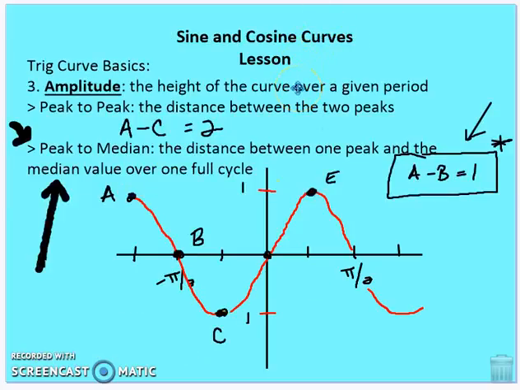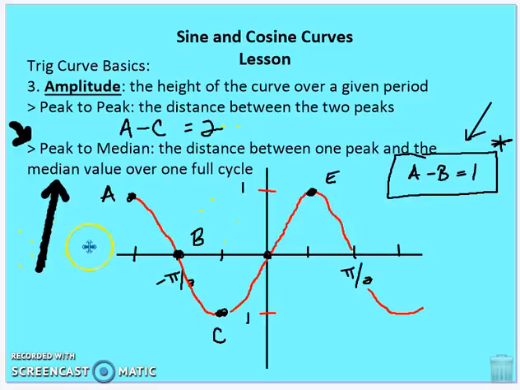All right, other thing you need to know about is amplitude. Amplitude is the height of the curve over a given period. And there are two different ways to identify amplitude. For sine and cosine curves, we're going to measure it peak to median. You can also do peak to peak. So peak to peak would be the distance vertically from A to C or from C to E. But in this case, we're going to do the peak to the median.